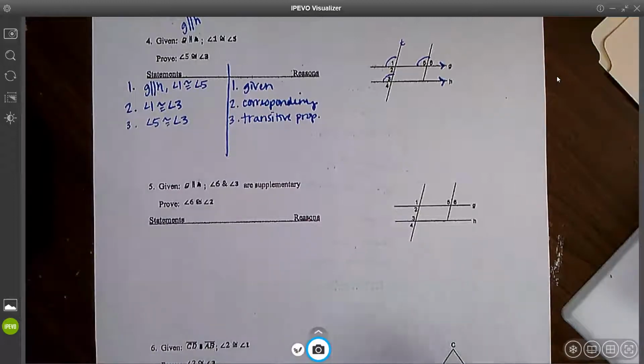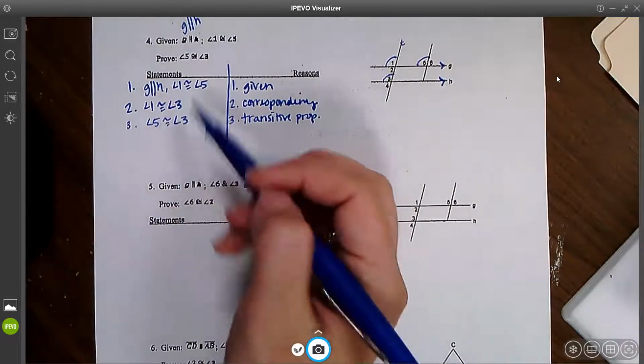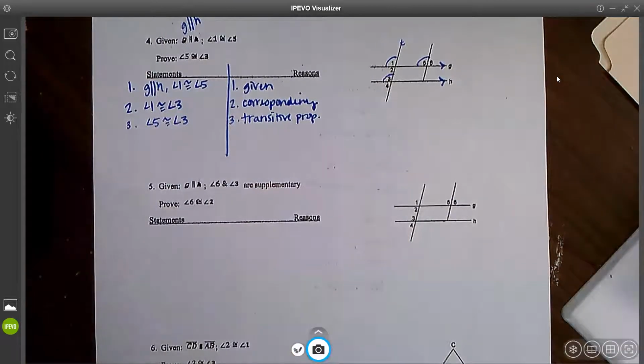You can also have said substitution there, because 1 and 3 are congruent. You can just take out that 1 and sub that 3 in, and that would have worked as well.